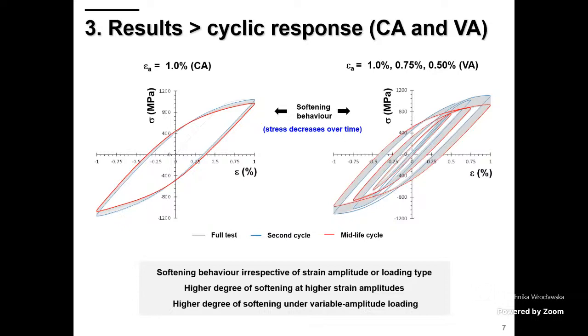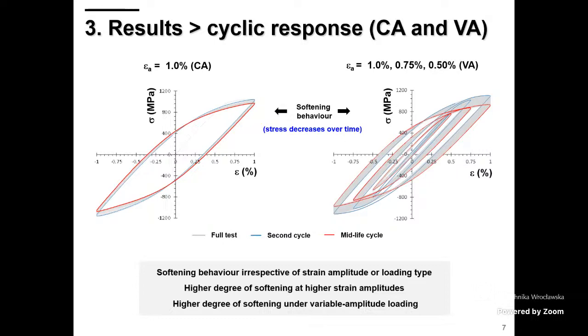And if we compare the response over time, we can see in both cases that the material exhibits a softening behavior. So the maximum stress reduces over time. And it is also clear that this response is stronger for the variable amplitude loading. I think it is not surprising, because we are changing the loading level during each cycle, which forces the material to a strong response towards the equilibrium.